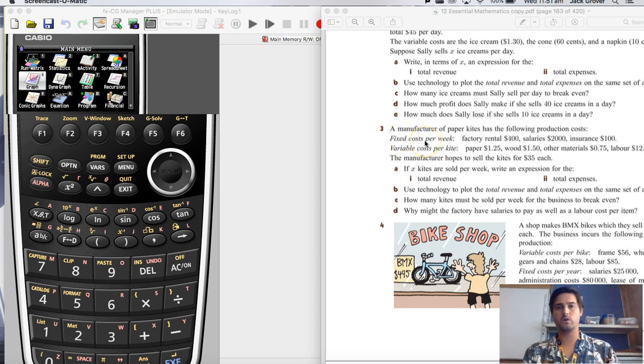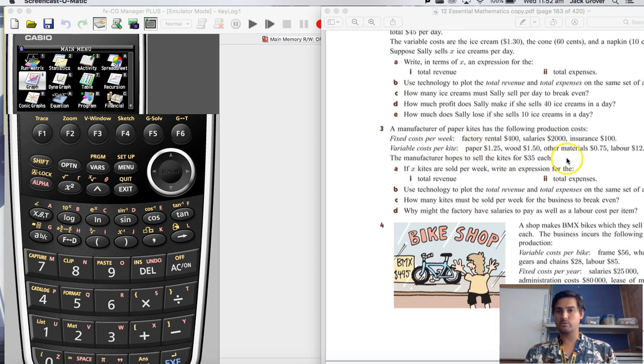The first thing you should be looking at and trying to figure out is what is your fixed cost per week or per time period, what are your variable costs, and what's your selling price going to be. The first step is to add up your fixed costs. They're not always going to tell you what is a fixed cost and what is a variable cost. There will be times when you have to decide that for yourselves, especially in a test situation. We see here that our factory rental 400, salaries 2,000, insurance 100, so our fixed costs per week are going to be 2,500 once we add those together.